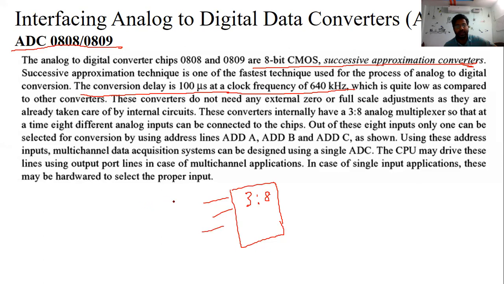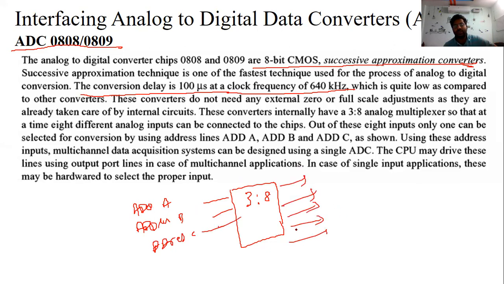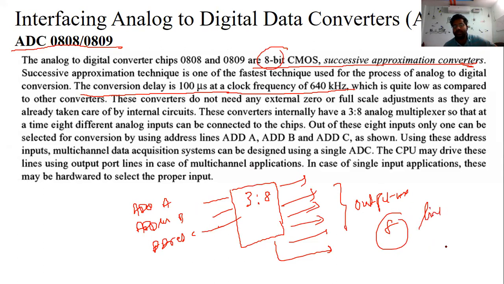Three input lines, nothing but address A, address B, address C. Now you can give it to the 8 output lines. Why 8 output lines? This is the 8-bit converter. So 8 bits, 8 output lines. One line indicates 1 bit.